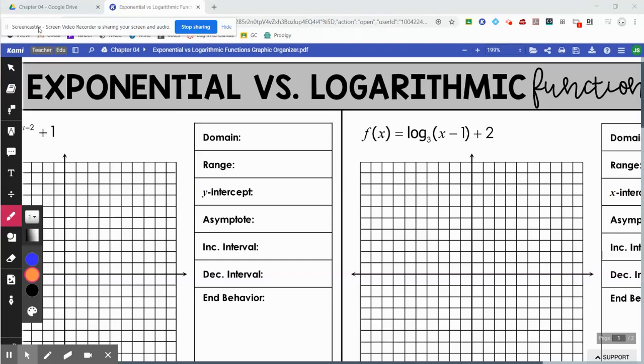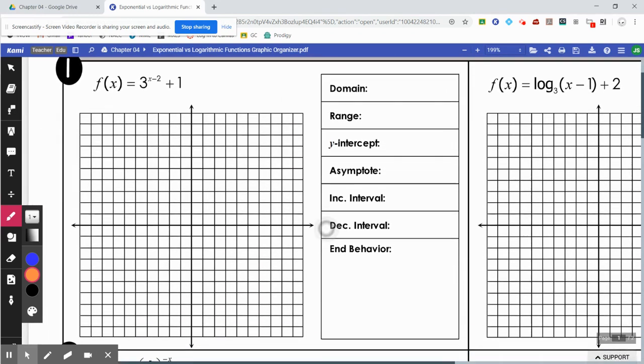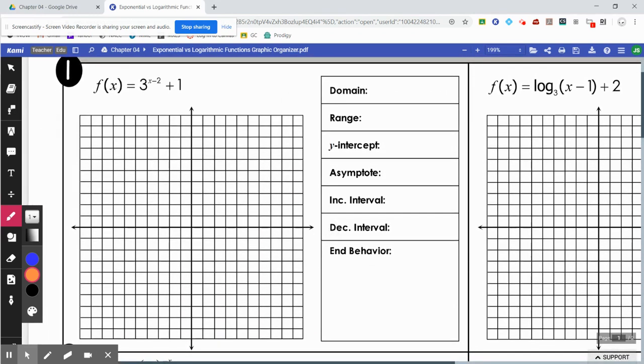Okay, here I'm going to do a graphic organizer for exponential versus logarithmic functions. Now I'm going to go ahead and graph each of these for you, and then we'll talk about the different characteristics. 3 to the x minus 2 plus 1. Again, what you could probably do here is just graph y equals 3 to the x and use those transformations, move everything right 2 and up 1, and here's what your graph's going to look like.